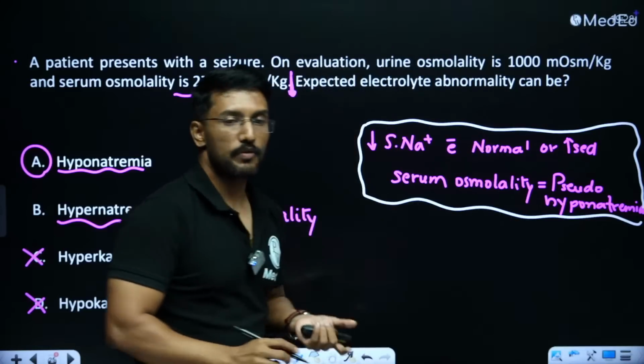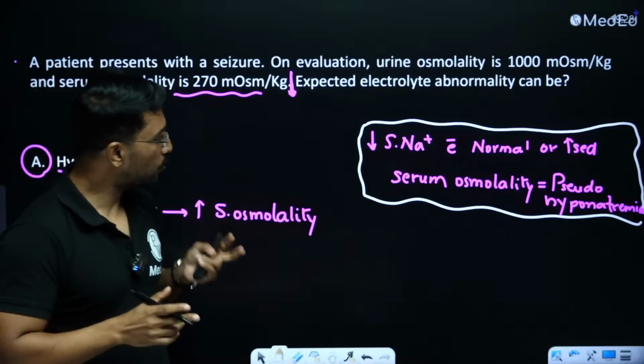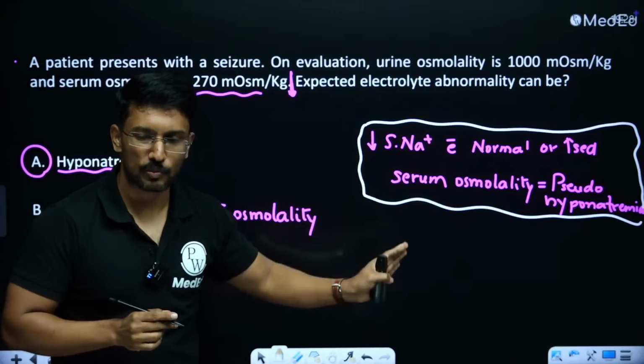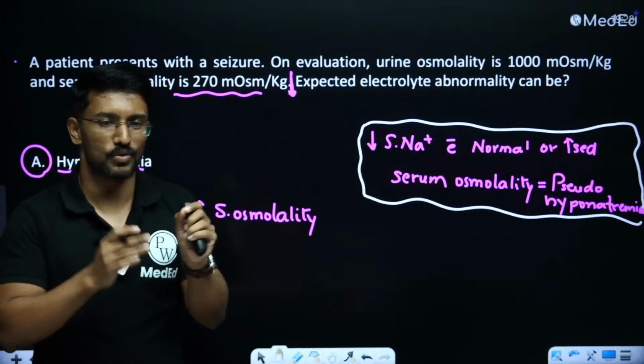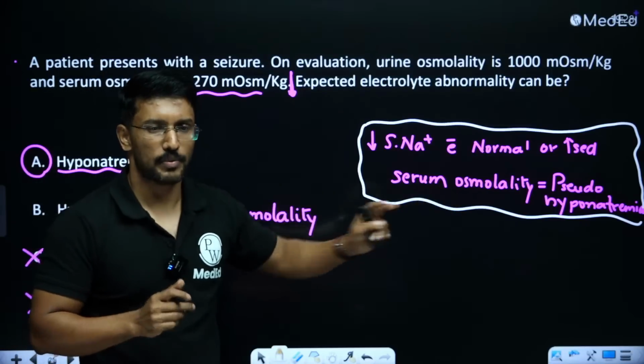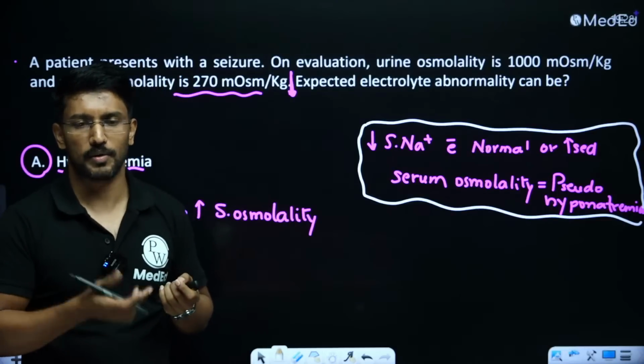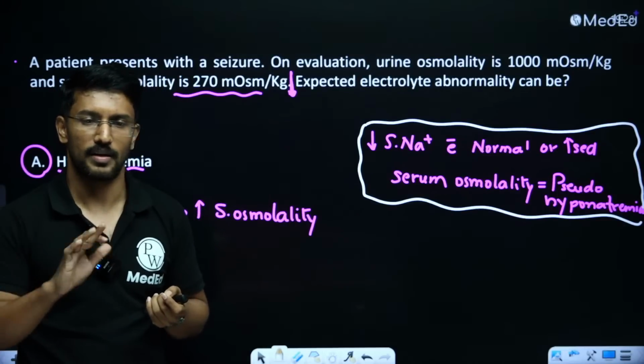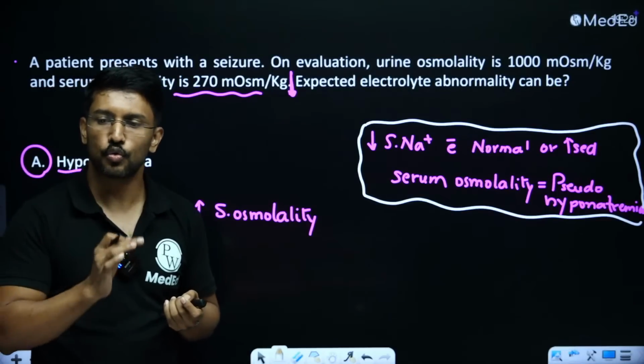So one of the requirements for the diagnosis of SIADH is also that you should have low serum osmolality. Serum osmolality should be less than 280 to diagnose it as SIADH, because true hyponatremia is required. But if I have, let us say, a sodium value of 120 but serum osmolality is 290, then it is not true hyponatremia, it is pseudo hyponatremia.